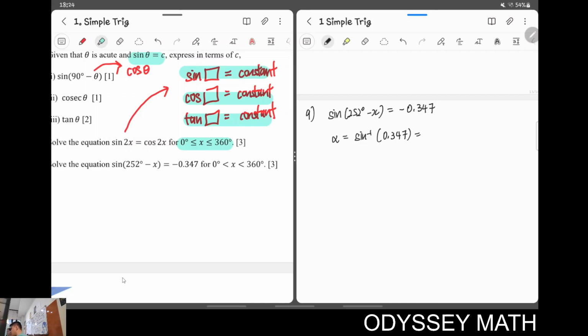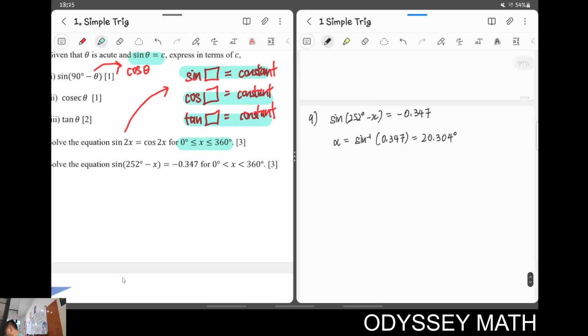Now, if you do this, let me do a quick calculator evaluation. We get 20.304 degrees. I will write non-rounded angles to 3dp. After which, we have sine to be negative, so it would mean that the angle is in the third and the fourth quadrant. So the basic angle is 20.304 degrees. And here is the evaluation.